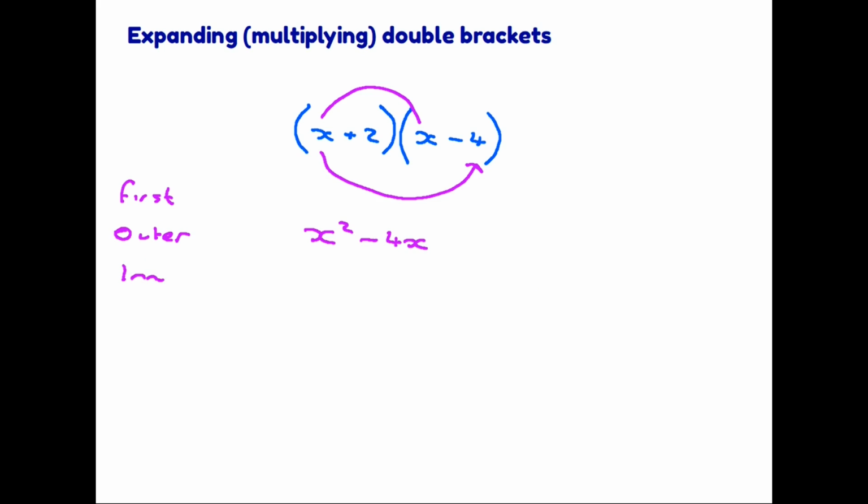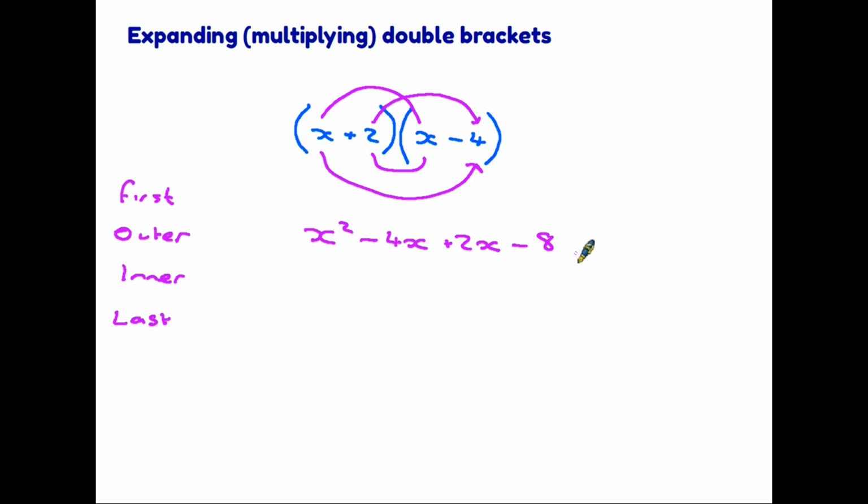I'm then going to look at the inner terms. In this case, the 2 and the x are on the inside here, both positive, so we have plus 2x. Finally, I'm going to look at the last terms in the brackets, which in this case is the 2 in this bracket and the 4 here. Again, it's positive times a negative, so the answer is going to be negative. 2 times 4 is 8.